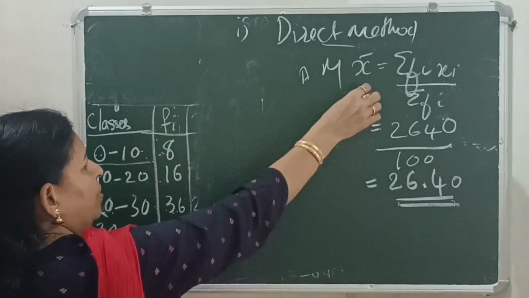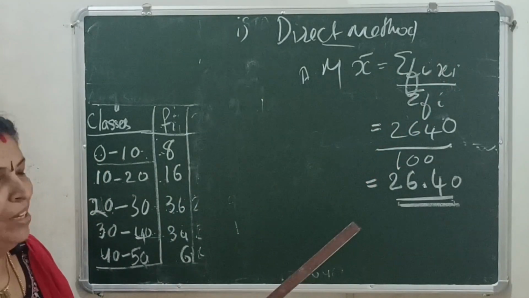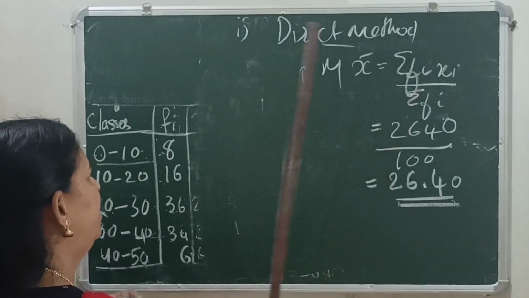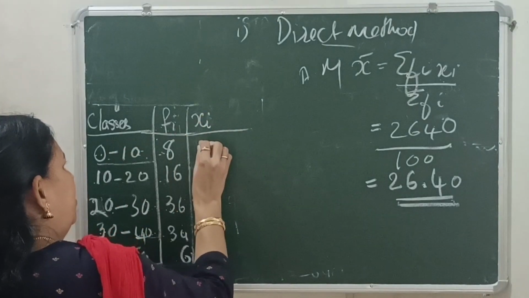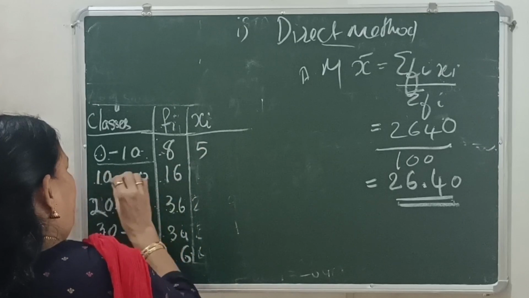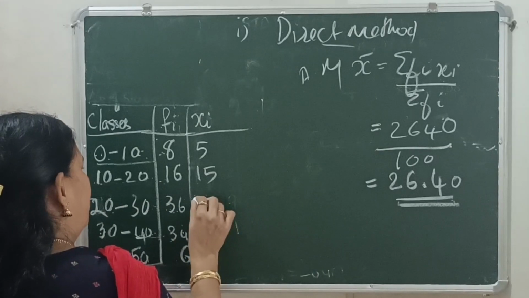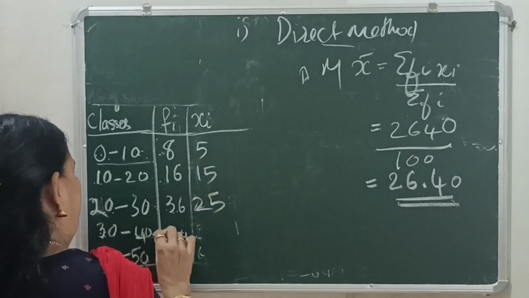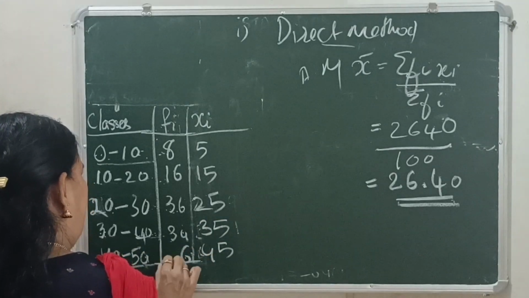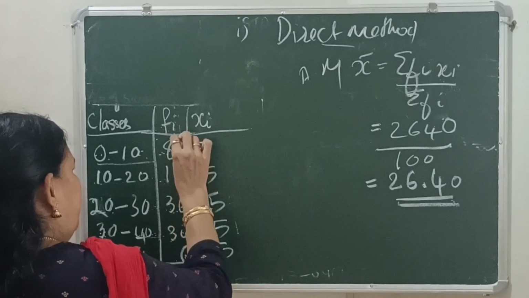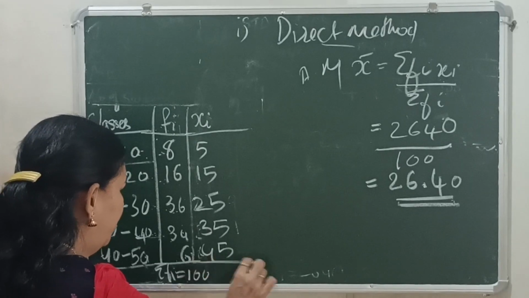Once more, this is the direct method for finding the arithmetic mean: x bar equals sigma fi xi by sigma fi. Then for finding xi, that is the mid value of the class interval: 0 plus 10 divided by 2, this is 10 by 2, 5. 10 plus 20, 30 by 2, 15. 20 plus 30, 50 by 2, 25. 35. 45. Then sigma fi is adding all these: 8 plus 16 plus 36 plus 34 plus 6, that is equal to 100, the total frequency.